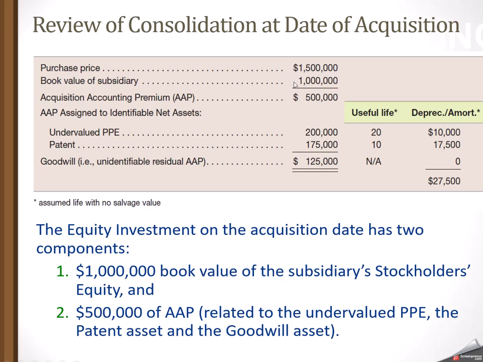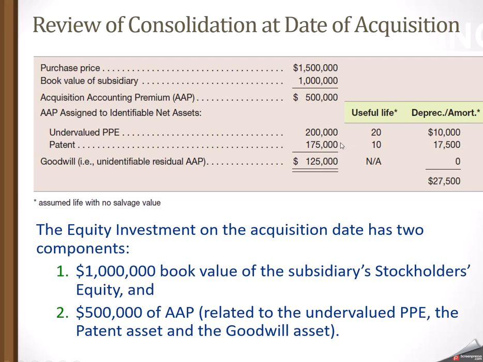We have a purchase price and the book value of the sub. They paid an extra $500,000 in those acquisition accounting premiums. What it related to was property, plant, and equipment, a patent, and then the remainder going to goodwill. Now we add this little column over here.